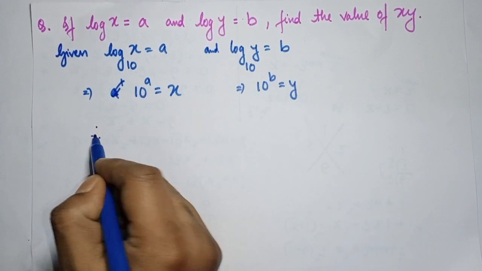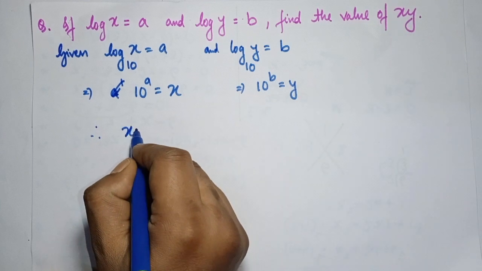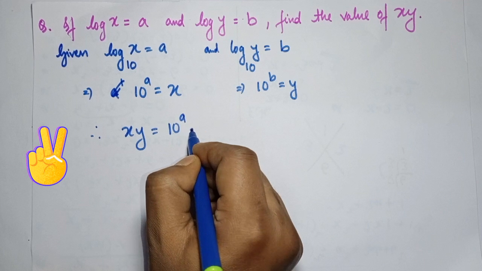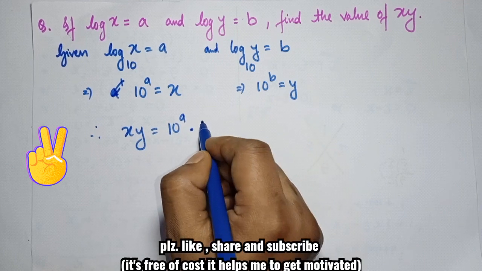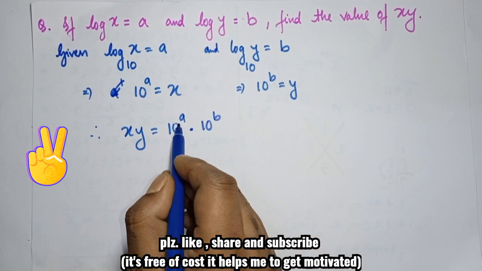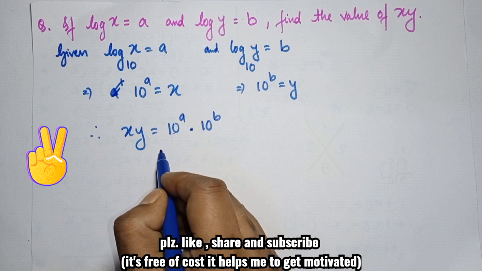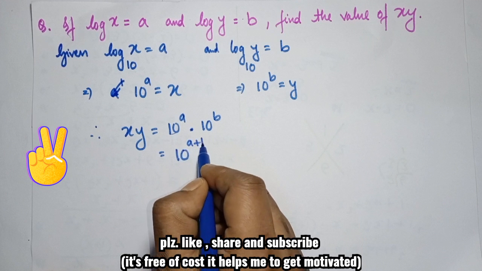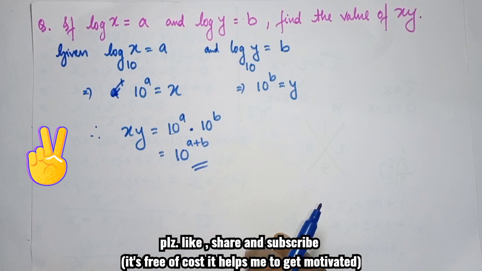Therefore, what you have to find is xy. So what I got just now, the value of x is 10 to the power a, and the value of y is 10 to the power b. As you know that the bases are the same, both bases are 10. Bases are the same means the powers should be added. So 10 to the power a plus b. So I got the final answer.